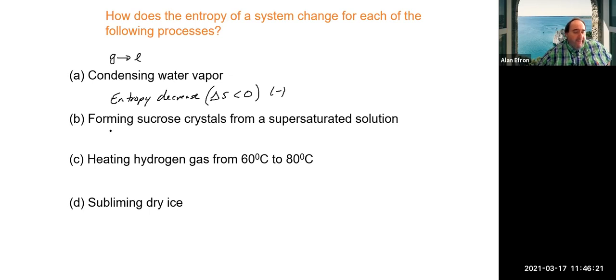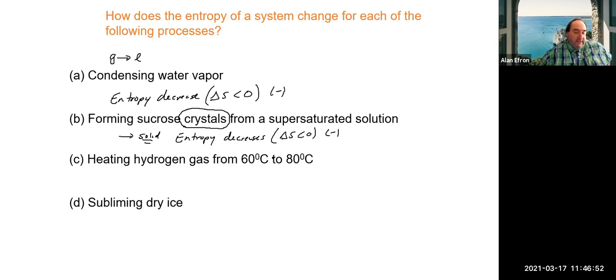Looking at the second one, forming a sucrose crystal from a supersaturated solution. Well, the word crystal is the important part there. That is like a solid, so we're forming something in a solid form. A nice perfect crystal means that we would be decreasing the entropy in this case as well, and that delta S would be less than 0, a negative value.